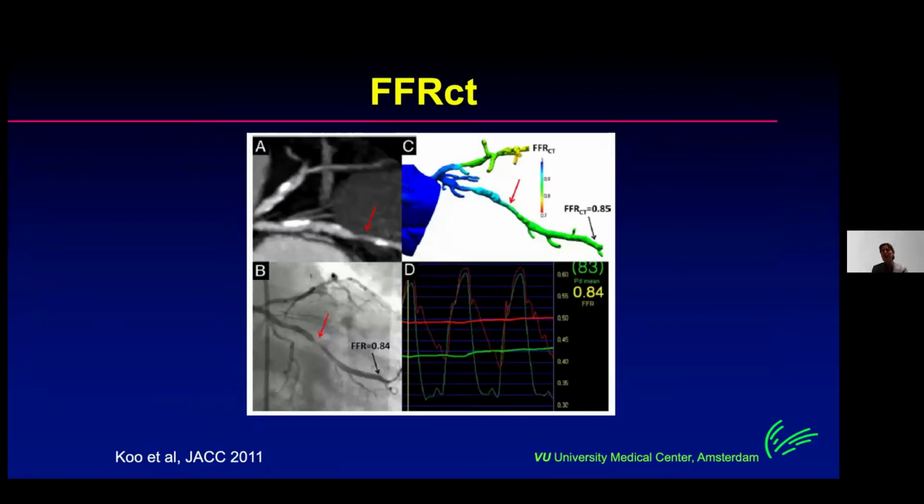A lot of people then ask, well, what about these new computational model algorithms like FFRCT to enhance the diagnostic accuracy of CT? Well, this has been around for over a decade now, and this is pretty much a game changer, where we see now that based on anatomical features, you can compute whether or not your FFR is going to be positive or negative. These were the early days.